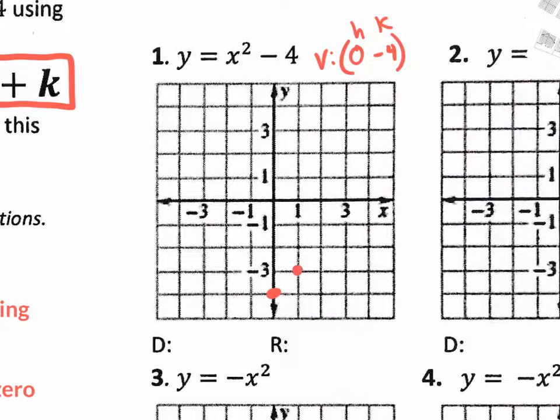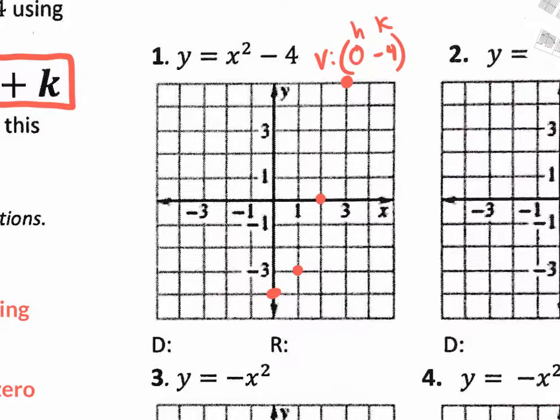1 over and 1 up from the vertex. And then go back to the vertex and use the next part of your pattern. 2 over and 4 up. Check it out. 1, 2, 1, 2, 3, 4. And put a dot right there, please. And then go back to your vertex, and the last part of your pattern is what? 3, 9, right? Let's go 3 over, 1, 2, 3, 9 up. 1, 2, 3, 4, 5, 6, 7, 8, 9. Luckily, I'm right there, right on the edge.